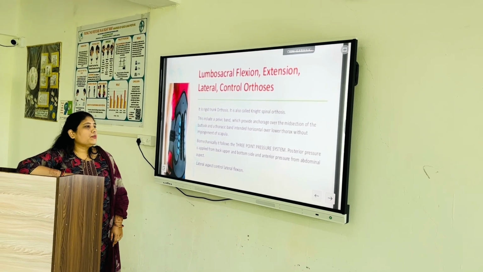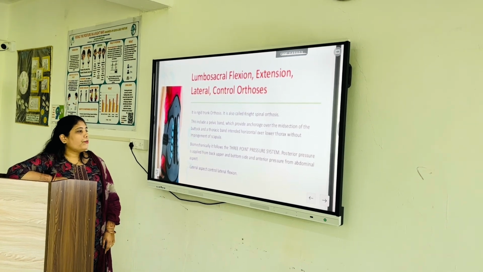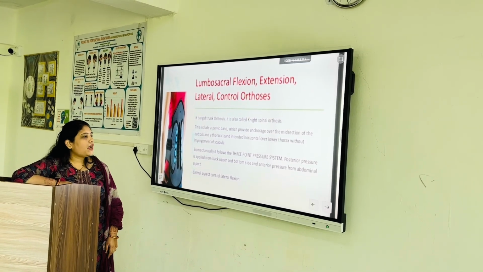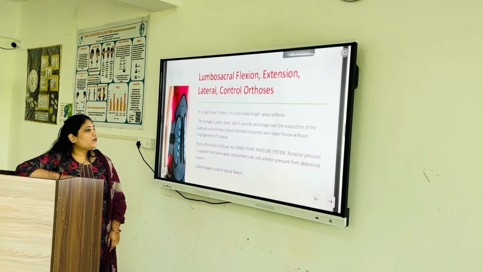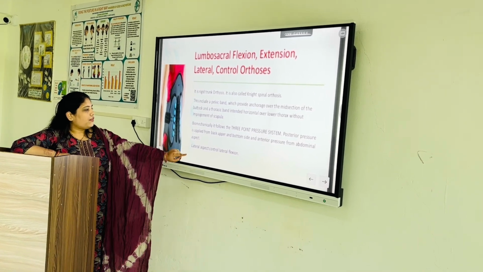Biomechanically, it follows the three-point pressure system. Posterior pressure is applied from the back, upper and bottom side, and anterior pressure from the abdominal aspect. Lateral aspect to control lateral flexion.